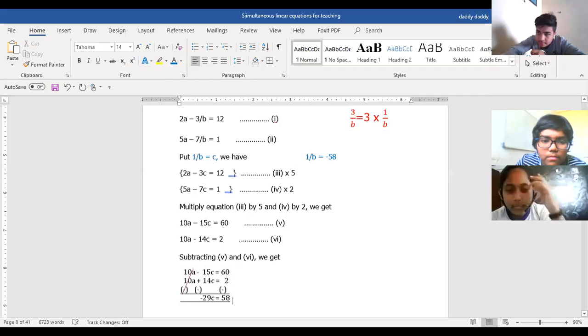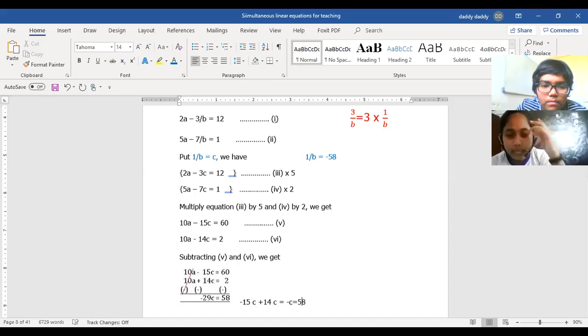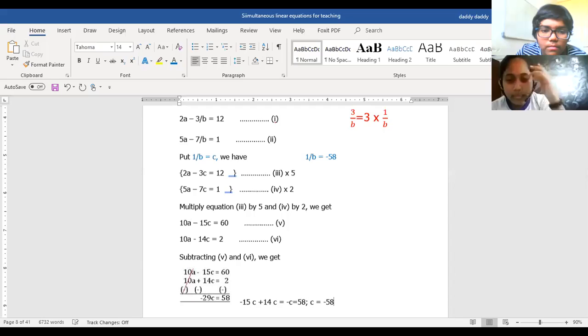Ma'am, how? What is minus 15 plus 14? Oh, minus 1. Minus 15c plus 14c is equal to what? Minus c. And after equal to, you have just 58. Therefore, what does it imply? c is equal to minus 58. So I got the right thing initially. So it is minus 58.